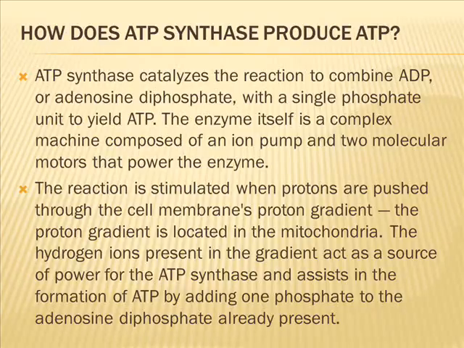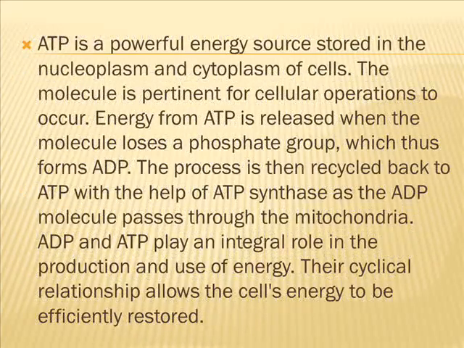The enzyme itself is a complex machine composed of an ion pump and two molecular motors that power the enzyme. The reaction is stimulated when protons are pushed through the cell membrane's proton gradient. The proton gradient is located in the mitochondria. The hydrogen ions present in the gradient act as the source of power for the ATP synthase and assist in the formation of ATP by adding one phosphate to the adenosine diphosphate already present.